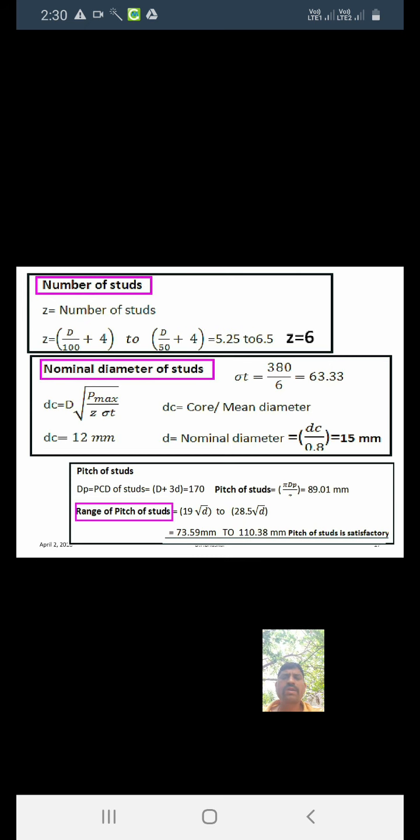Then how to calculate the tangential stress? Sigma T is equal to 3T divided by 6 number of studs, 63.33. Then pitch of the stud. Pitch of the stud.